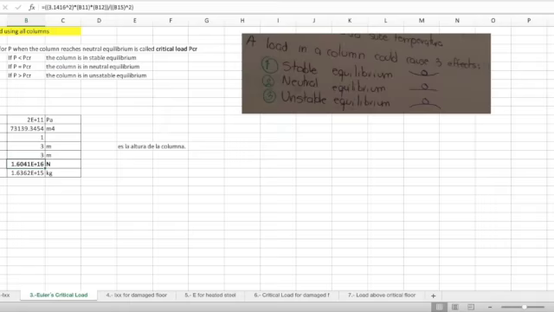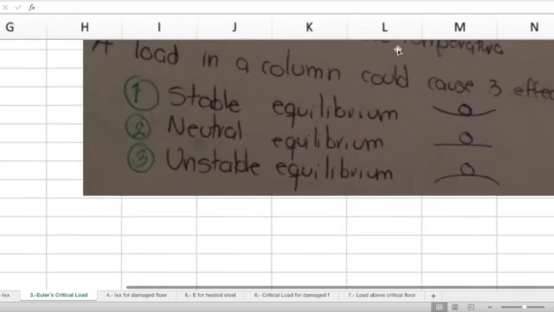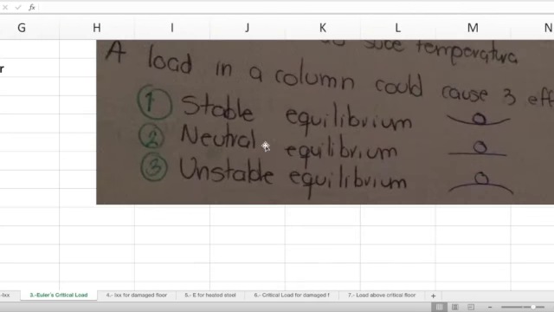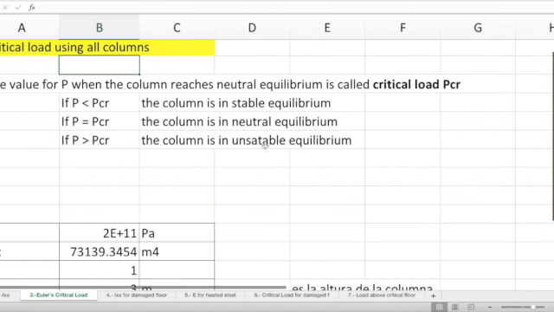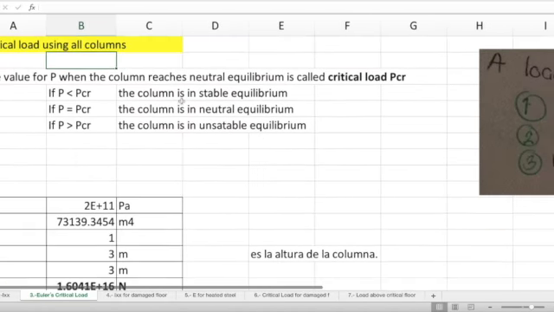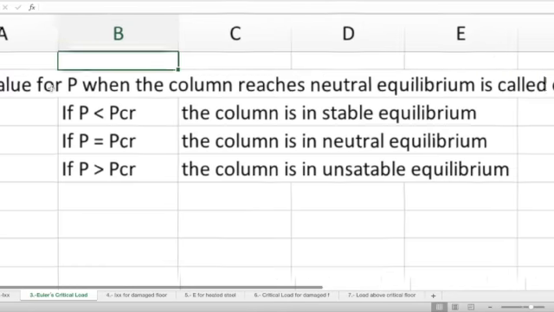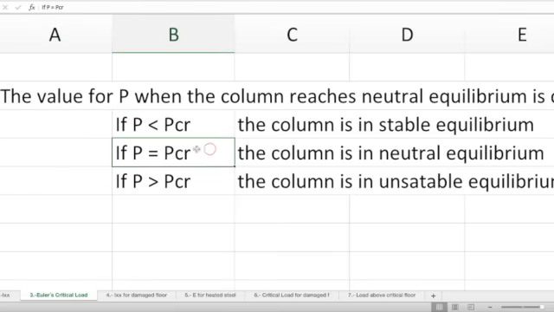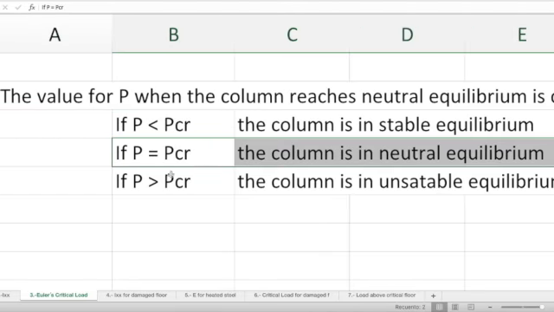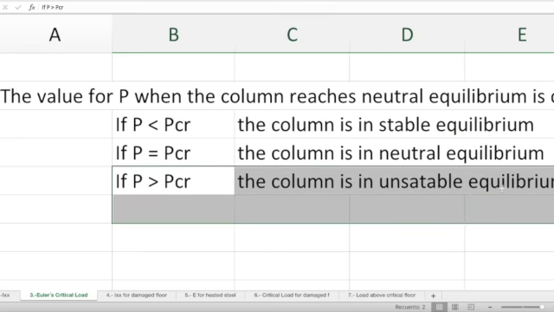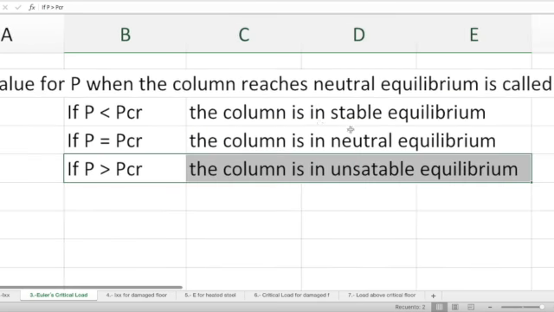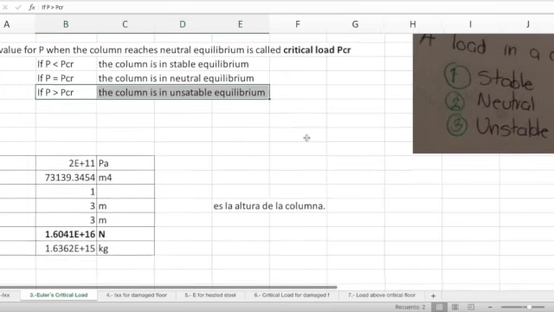Calculate the Euler's critical load for one floor using all columns. A column can have three effects: stable equilibrium, neutral equilibrium, unstable equilibrium. If the load is less than the critical load, the column is in stable equilibrium. If the load is the same as the critical load, the column is in neutral equilibrium. If P is greater than the critical load, the column is in unstable equilibrium. The critical load formula is this.